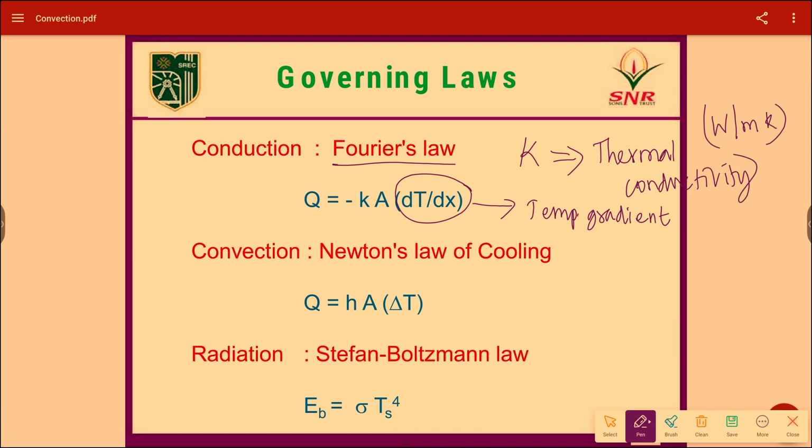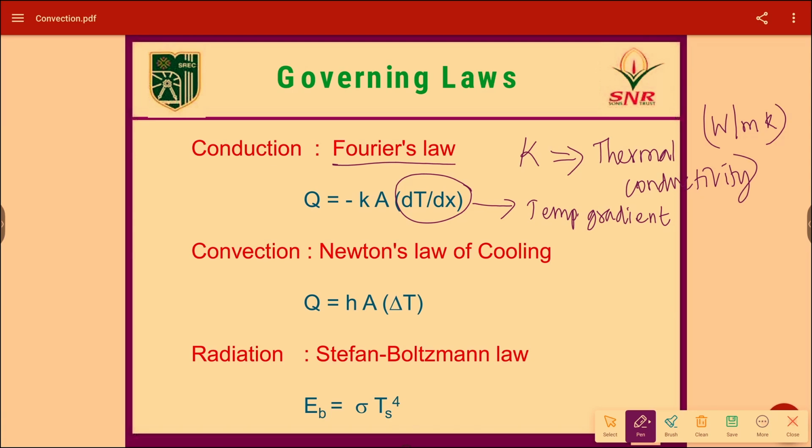For example, there are certain cases where I want to reduce the heat transfer. I want a material to reduce the heat transfer. There I will use a material which has a low value of thermal conductivity. On the other hand, there are certain applications where I want to increase the heat transfer. There I will use a material having higher thermal conductivity.